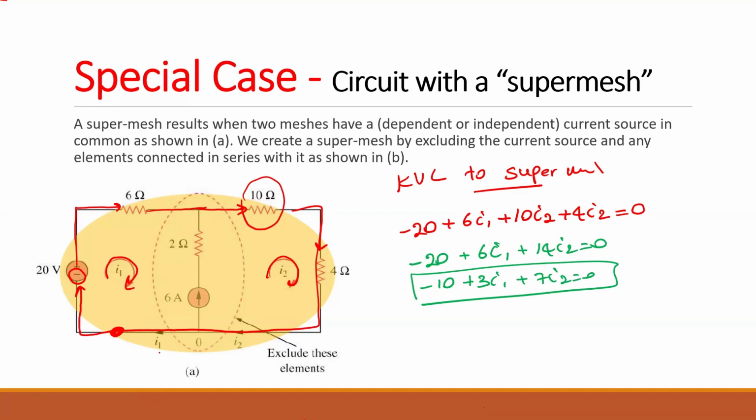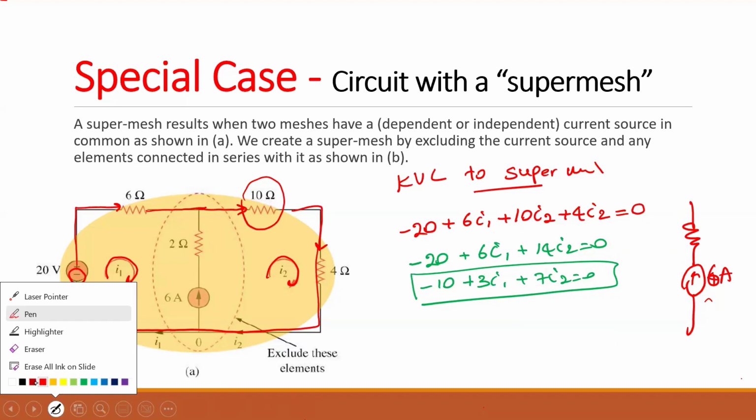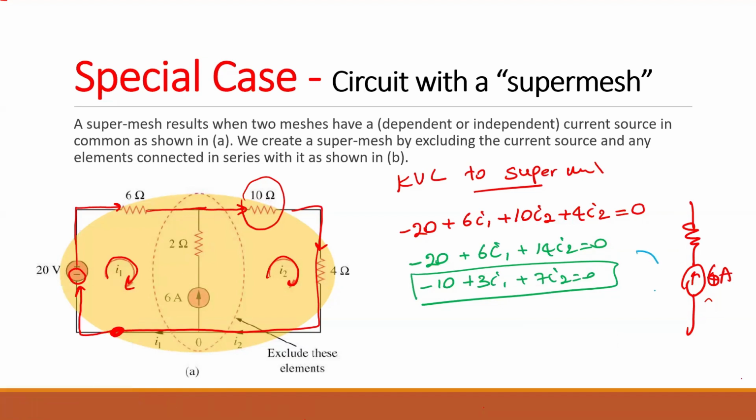Now look at your common path where you have your current source. So how can I write it? It's like this. You have a resistor and a current source, which is 6 amps. I have I1 going this way and I2 going this way. But the net current going upward is 6. So net current upward is 6. That means I2 minus I1 is 6. Do you agree with that?